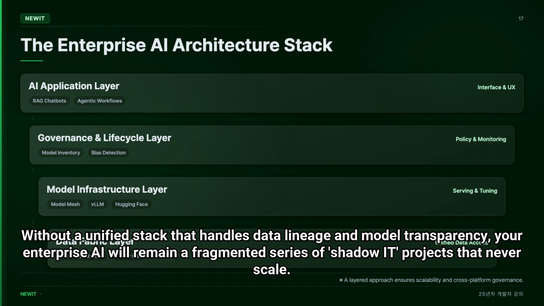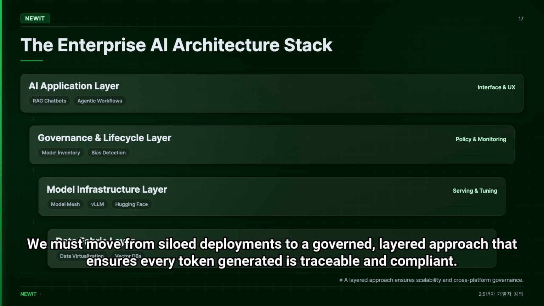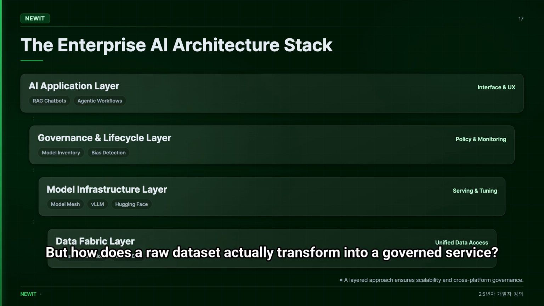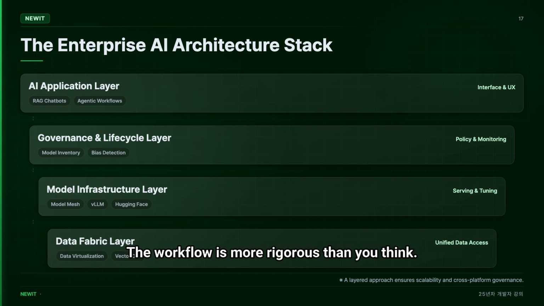Without a unified stack that handles data lineage and model transparency, your enterprise AI will remain a fragmented series of shadow IT projects that never scale. We must move from siloed deployments to a governed, layered approach that ensures every token generated is traceable and compliant. But how does a raw dataset actually transform into a governed service? The workflow is more rigorous than you think.